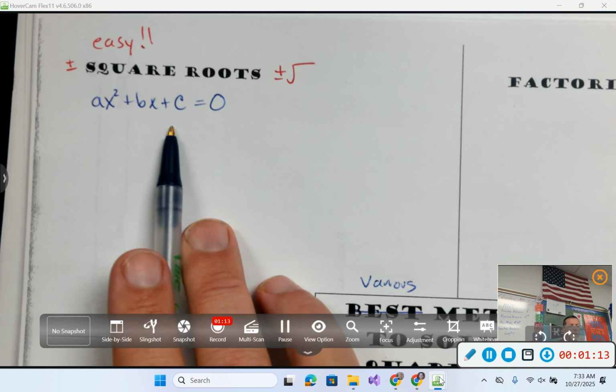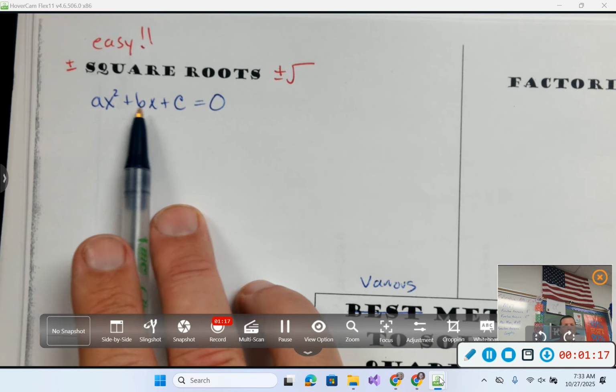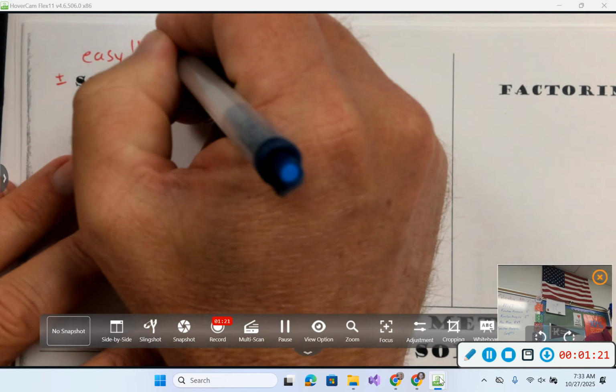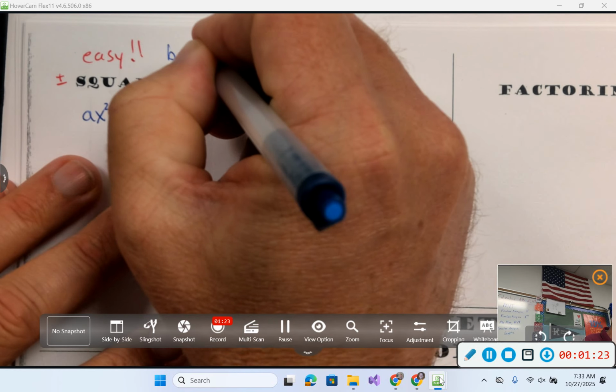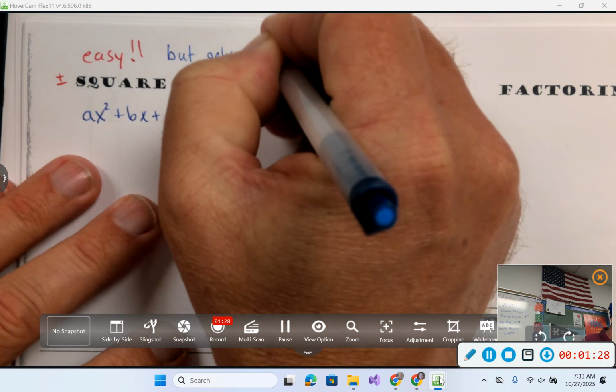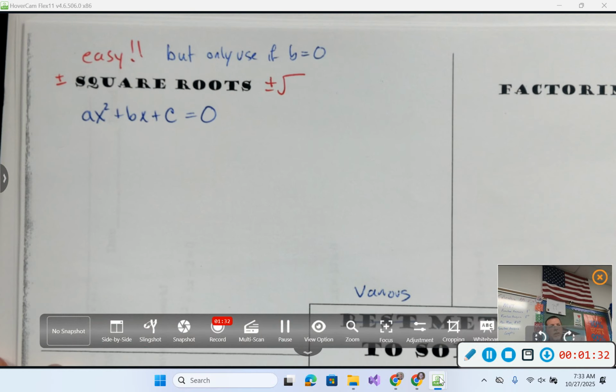The c can be there, but the b can't be there, because you need to be able to get x squared by itself and then square root. So it's easy, but only use it if b equals 0, if there's not an x term, because there's no way to use it with an x term.